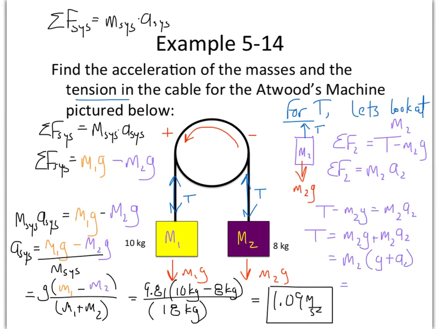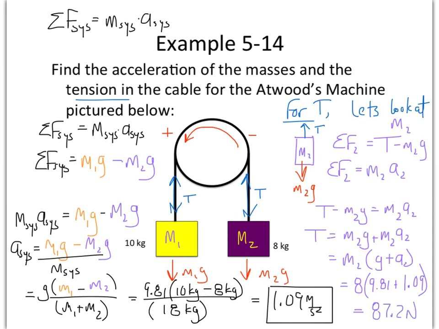What's the mass of 2? That's 8 kilograms, right? I'm just going to put 8 because I'm running out of space. G is 9.81. And the acceleration of box 2 is the acceleration of the system. That's 1.09 meters per second squared. Let's solve for our tension in the string. And that tension is going to be the exact same tension that connects to box 1 as well. We just chose to solve for tension using box 2. 9.81 plus 1.09 is 10.9, times 8 is 87.2 newtons.